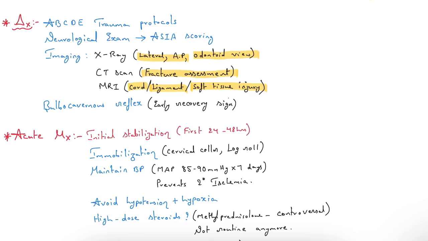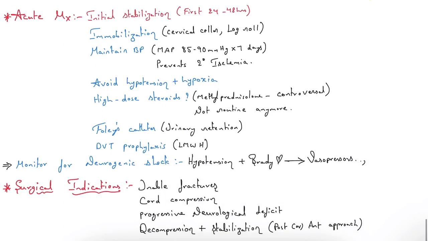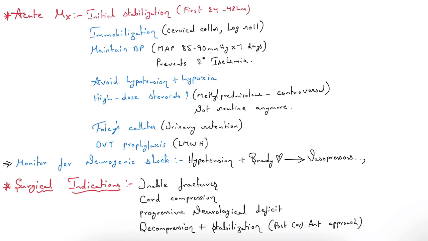Okay. Now in management, as I already mentioned, first we have to stabilize the patient. Okay. So how? First of all you have to check airway, breathing and circulation, with cervical spine protection every time.